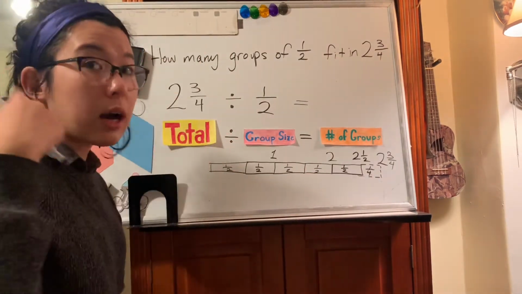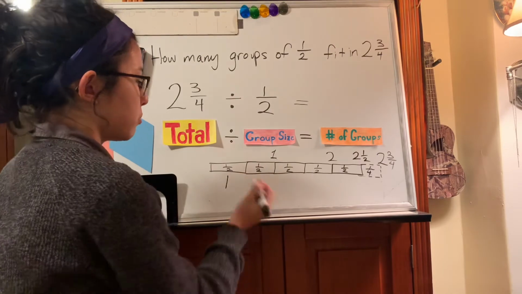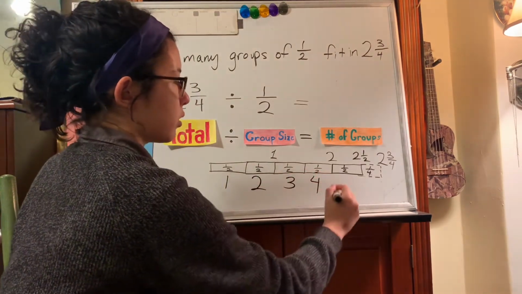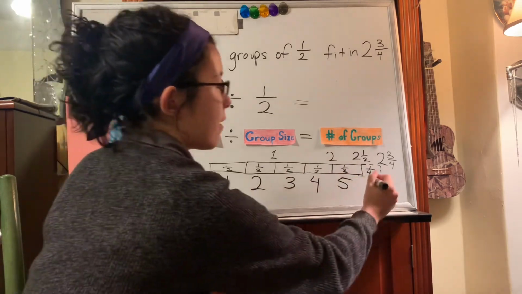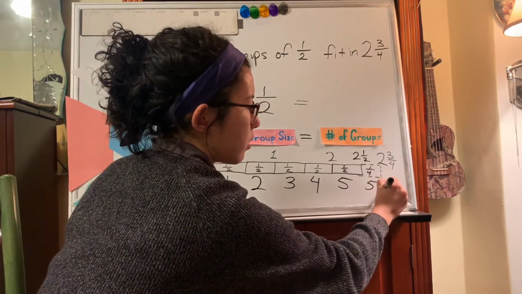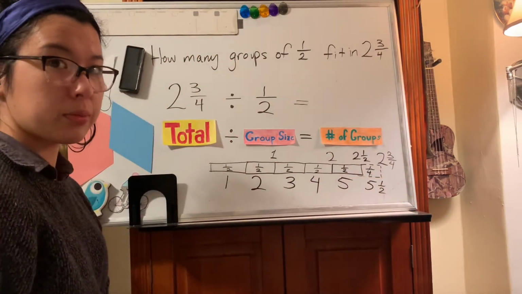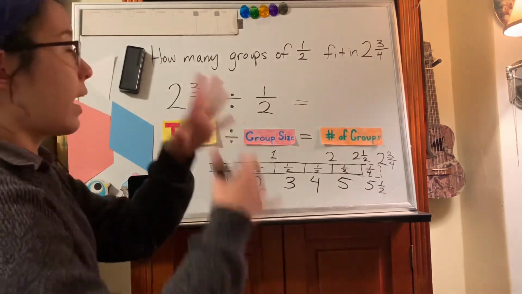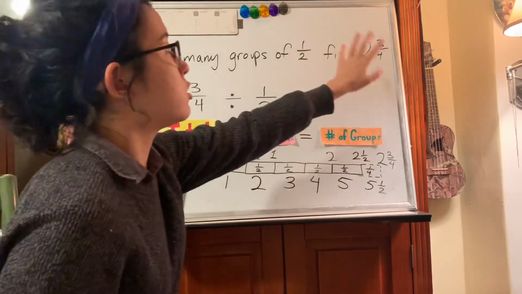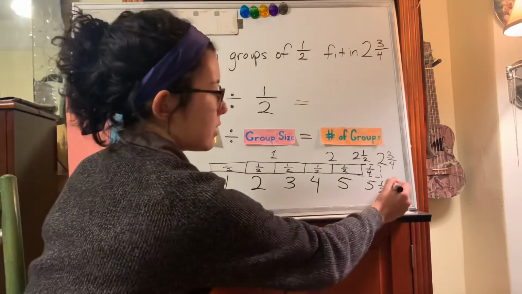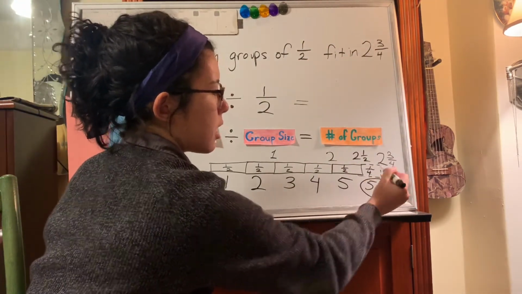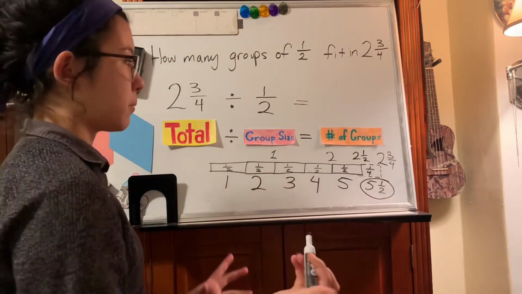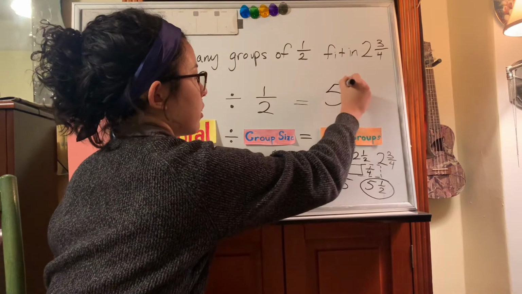So now I'm counting in groups of 1/2. Here's 1 group of 1/2, 2 groups of 1/2, 3 groups of 1/2, 4 groups of 1/2, 5 groups of 1/2, 5.5 groups of 1/2. Okay, so the answer to the question, how many groups of 1/2 fit in 2 3/4, is this number over here. This is the number of groups. This answers our quotient question, how many? 5 and 1/2.